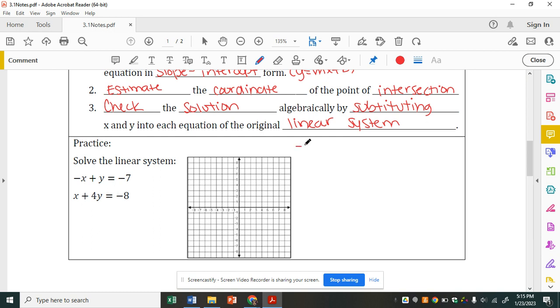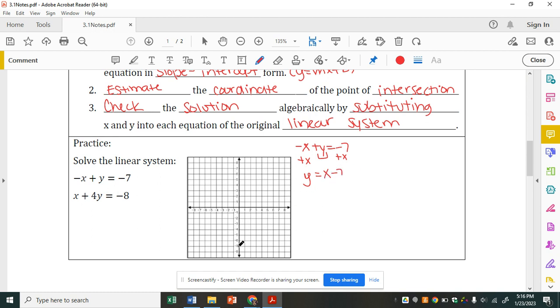Okay, so we're going to do the same thing on this example. I'm going to start with negative x plus y equals negative 7, and my goal is to get this into y equals mx plus b. So I'm trying to isolate the y, which means I have to move the x over, and we do that by adding. So I get y equals x minus 7. There's no other step that I have to take here to get this into slope-intercept form because I'm already in y equals mx plus b.